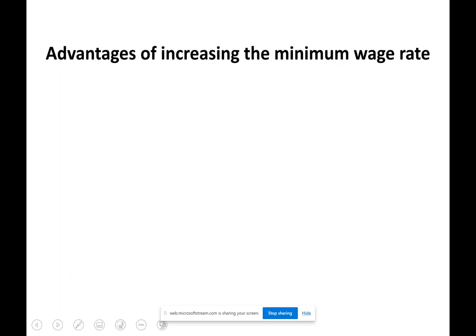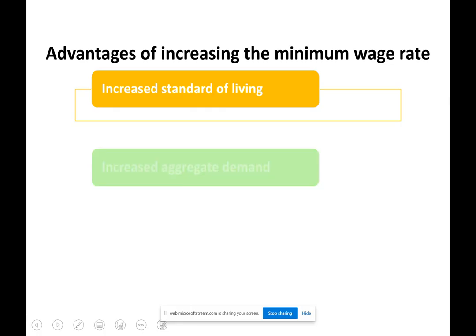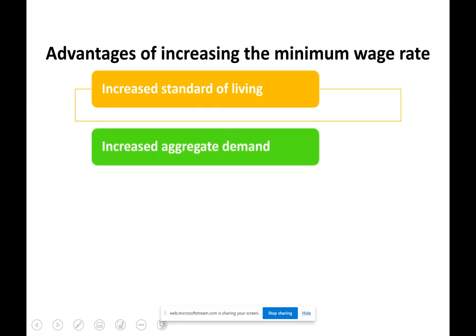So very quickly, again, you can read this, and what I want is any questions you have, or if you don't study a concept, just ask me in comments and we can go through it, or I can make a video like this. So the advantages of the minimum wage rate, a lot of them are societal, of course.